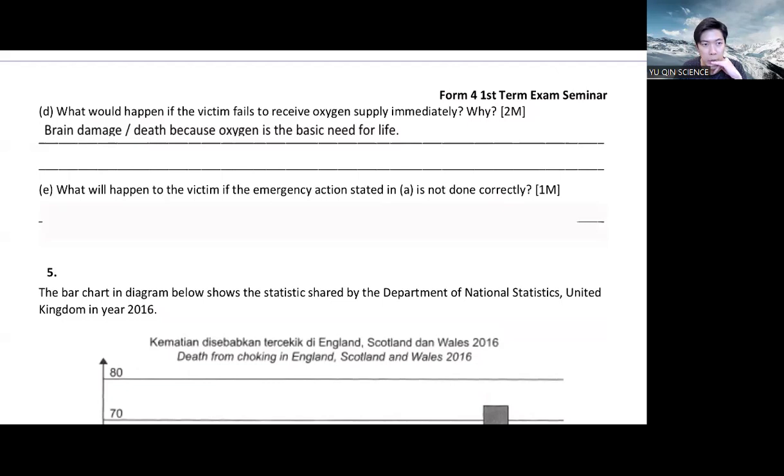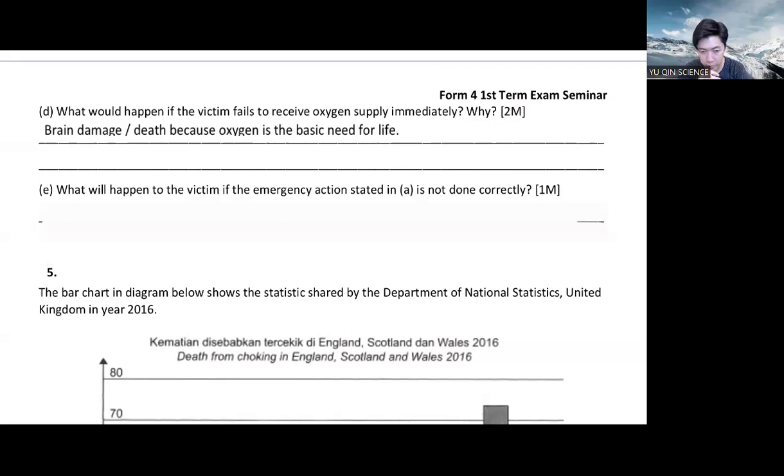Okay, right. What will happen to the victim if emergency situation A is not done correctly? So if you don't know and you have not been certified to do it, then better not do it. The question is asking what can go wrong. The most common thing is you break the ribs. If you don't know the depth of the compression, you might crack the ribs. So that's the most common problem.